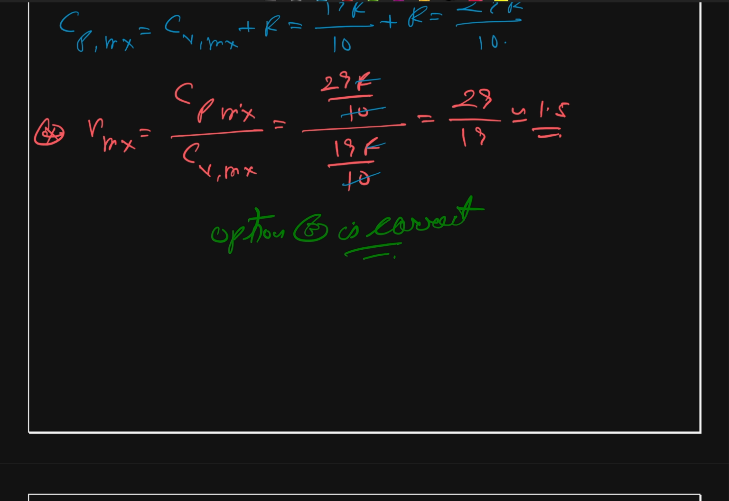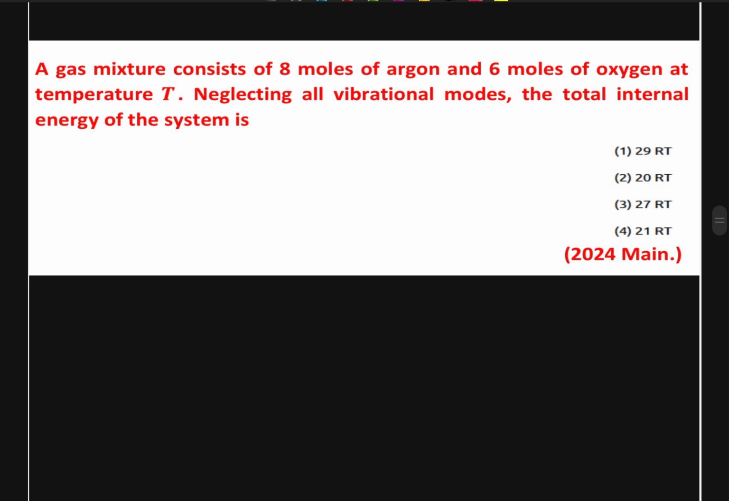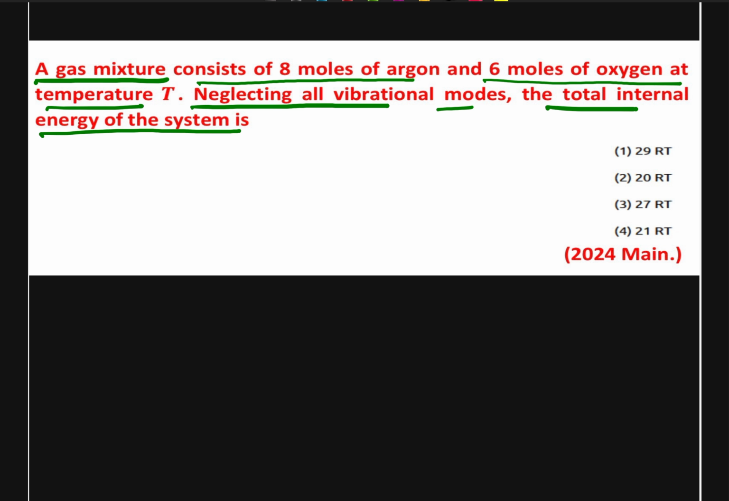Next question. It states that a gas mixture consists of 8 moles of argon and 6 moles of oxygen at temperature T, neglecting all vibrational modes. The total internal energy of the system is. So we have to find out the total energy of the system, and it is said that all the vibrational modes are to be neglected. So then it is quite straightforward.